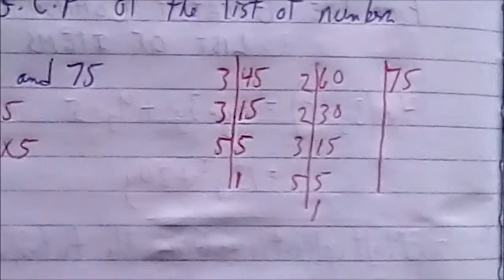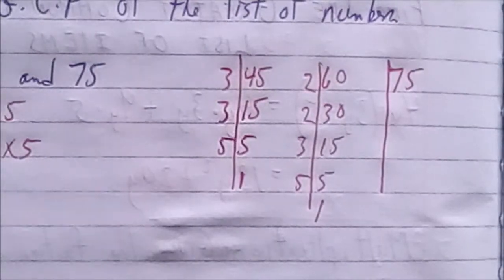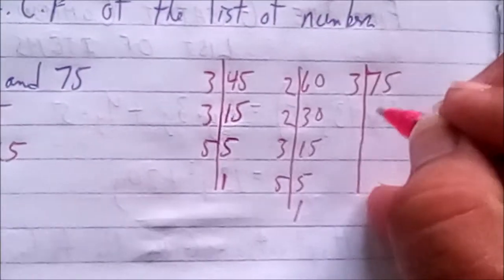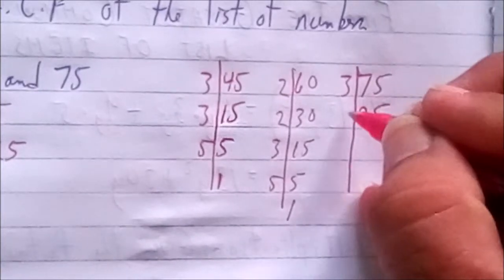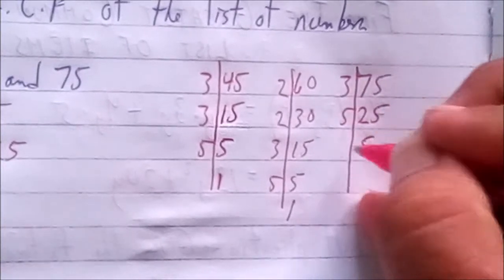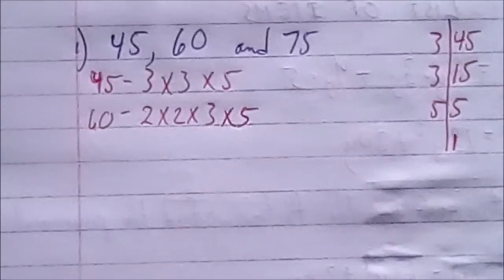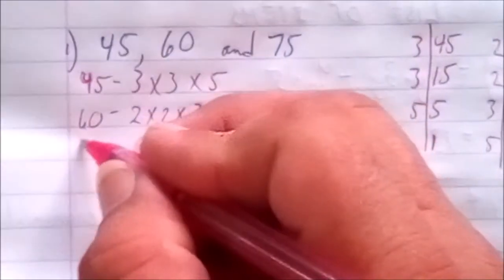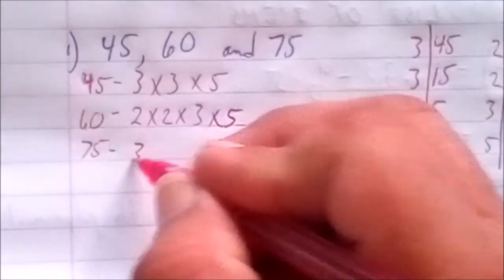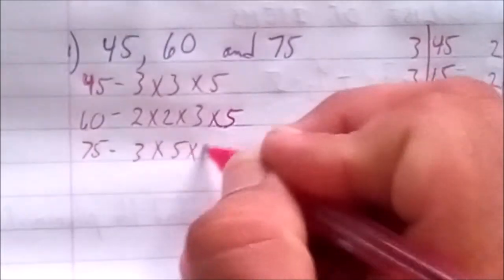Factors of 75: we start dividing by 2, can't, so we go to 3. 3 here we get 25, then 5, 5, 5 again, 1. So therefore, we can say that the prime factors of 75 will be 3 times 5 times 5.